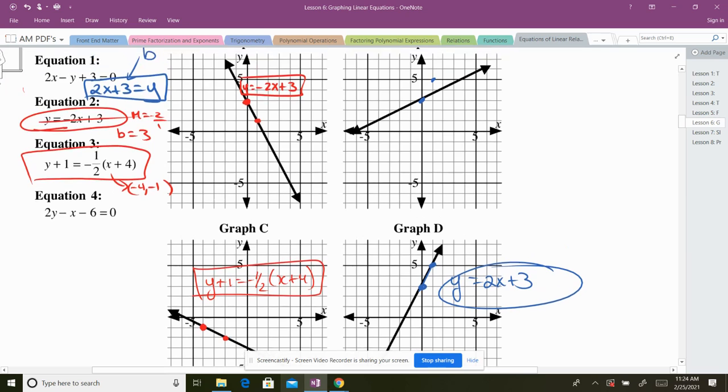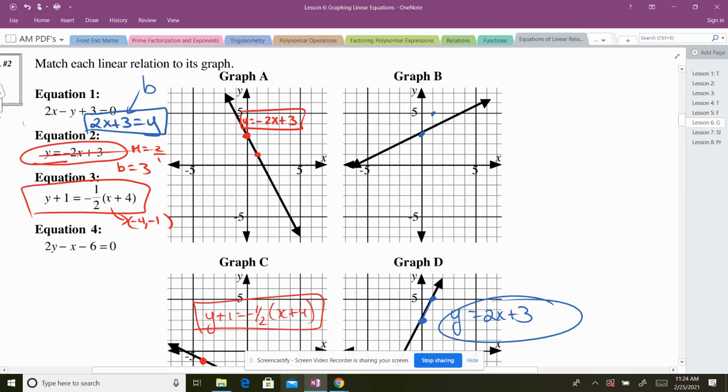And therefore, by process of elimination, what's B? The one that is left. 2y minus x minus 6 is equal to 0. All right, this is it. You're done. I know, it's a million things. Please do questions 3, 4, 5.